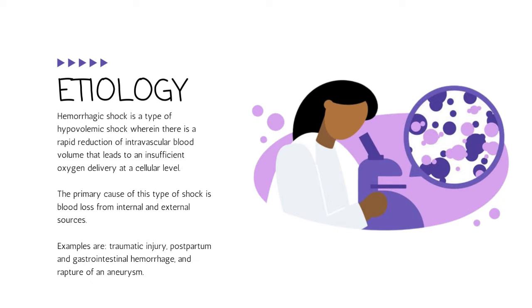First, the etiology of hemorrhagic shock. Hemorrhagic shock is a type of hypovolemic shock wherein there is a rapid reduction of intravascular blood volume that leads to an insufficient oxygen delivery at the cellular level. The primary cause of this type of shock is blood loss from internal and external sources. Examples are traumatic injury, postpartum and gastrointestinal hemorrhage, and rupture of an aneurysm.